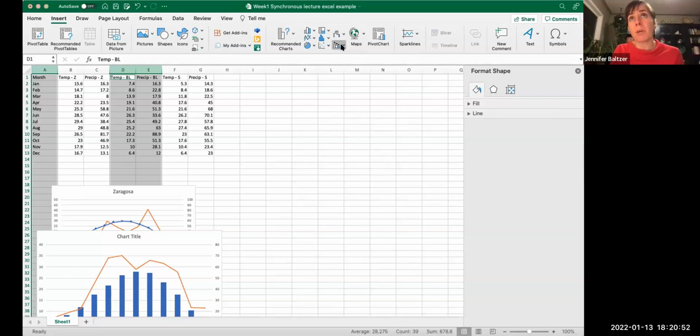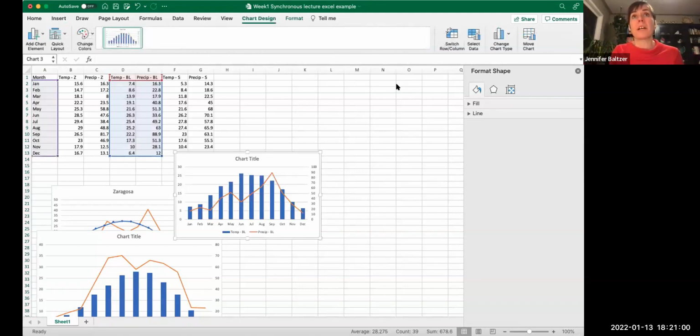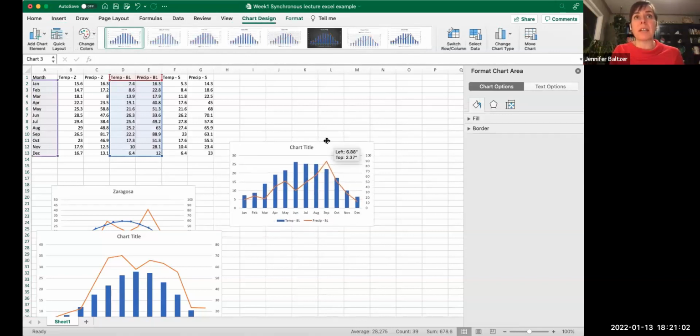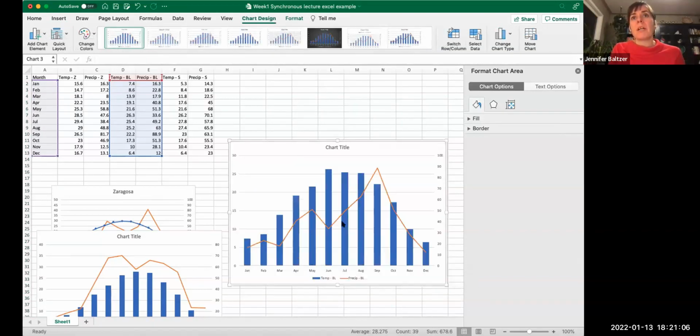Okay, so we go to combo. And we want the one that has that really faint dashed line here as our second axis. We want those two axes. So we click on that and it's going to make our nice graph again. We'll just leave it as bars again. I'm going to make this bigger. So we have our temperature in the blue bars. We have our precipitation in the orange line.